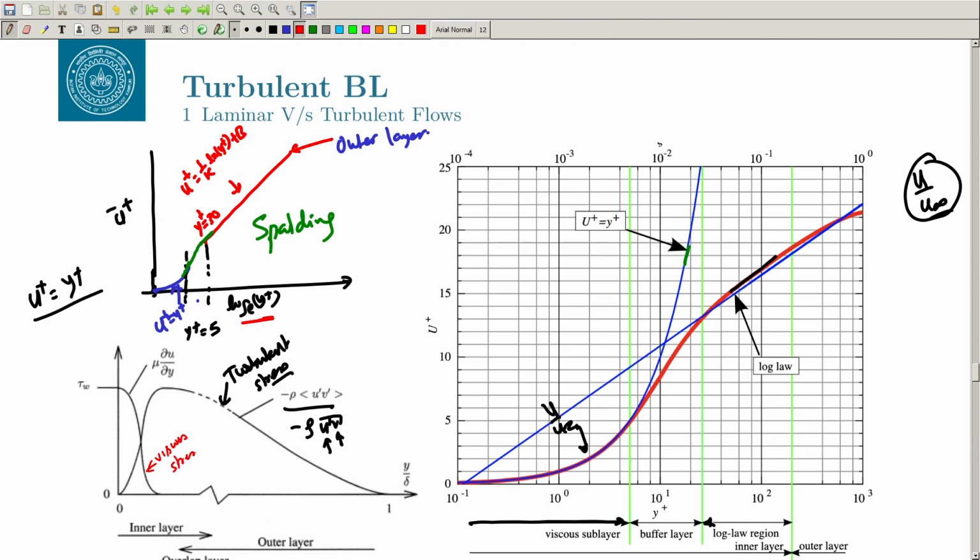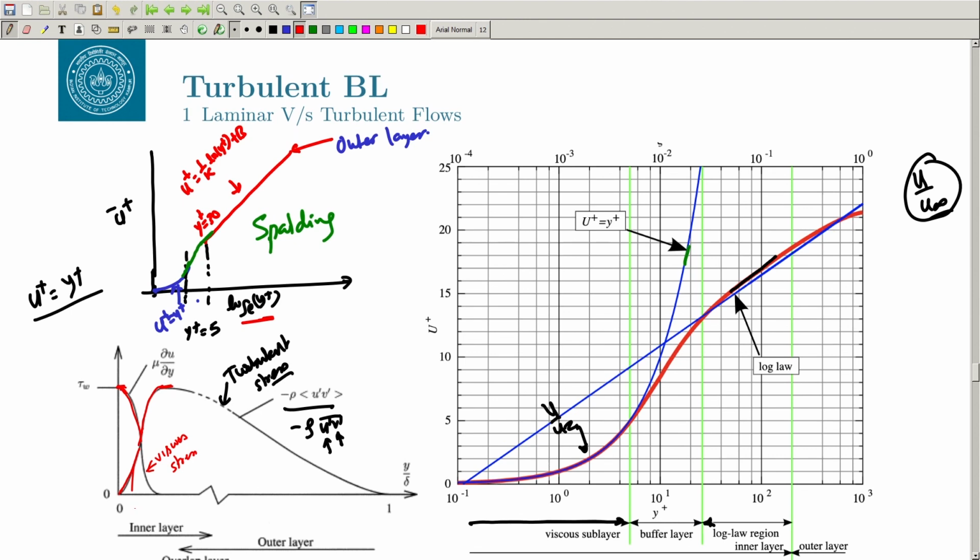You can see that very close to the wall, in the viscous sublayer, the most dominant stress is the viscous stress. Outside, the most dominant is the turbulent stress, but the summation of both in the inner layer is constant. Here the viscous stress is going down. Initially it was the only stress and the turbulent stress was 0, but then the viscous stress goes down and the turbulent stress starts increasing. By the time we get to the log law region, the turbulent stress becomes more dominant. So the summation remains constant.